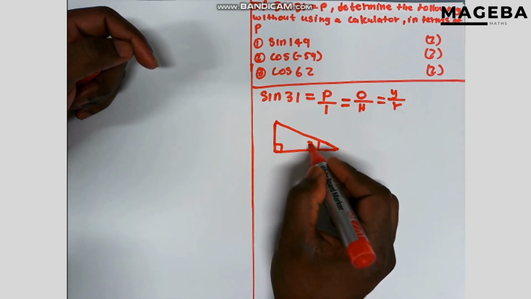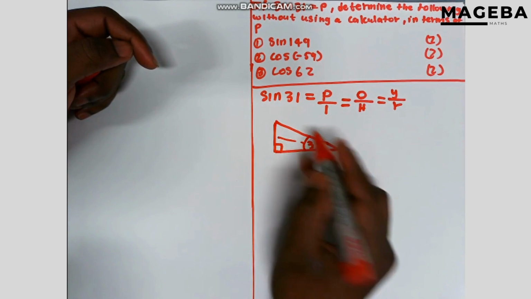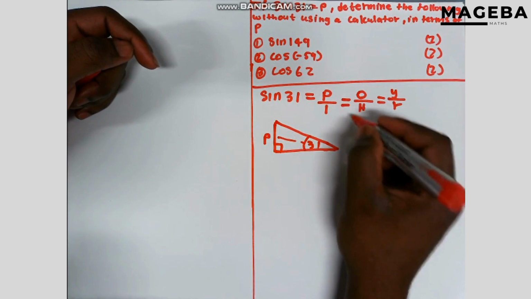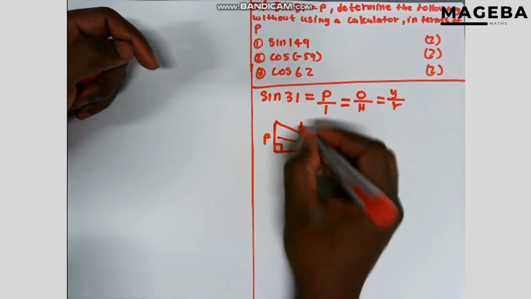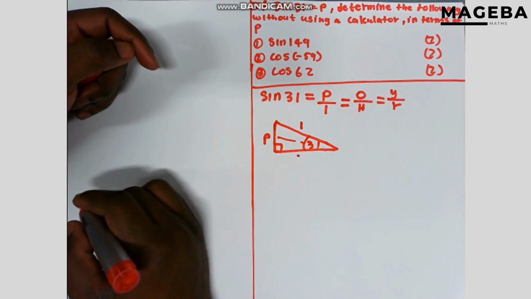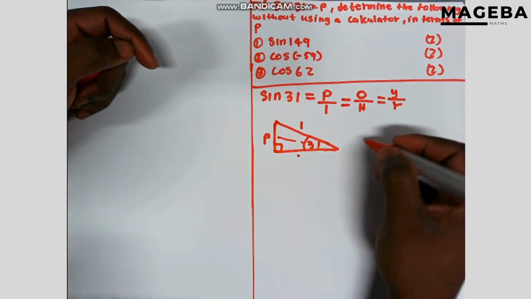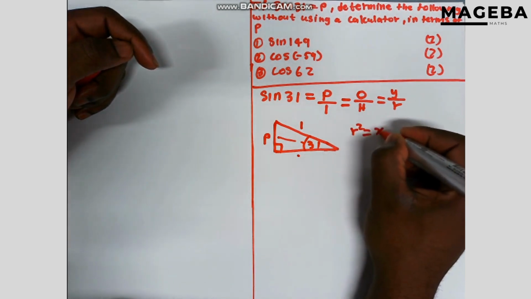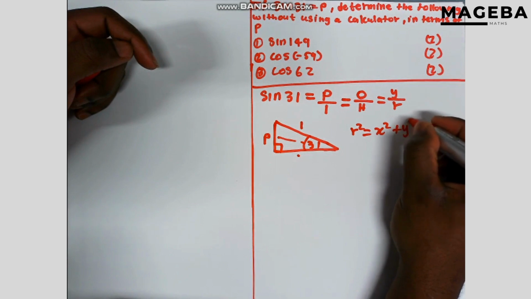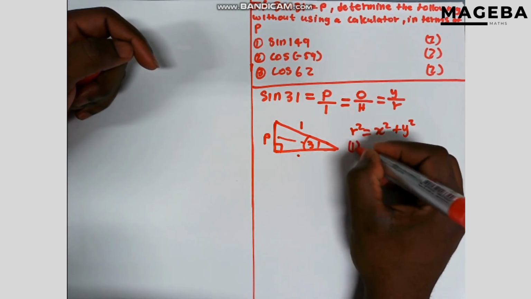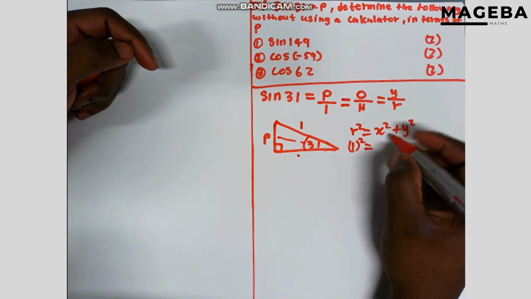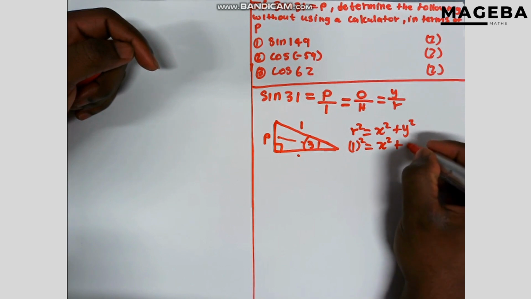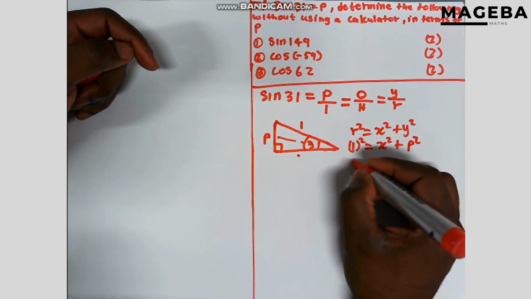Then from here, opposite over hypotenuse. This is our angle here, and this angle is opposite to this side. So opposite is p. Hypotenuse, which is the longest side of this triangle, is going to be 1. So we're only left with this side, so we're going to use the Pythagoras theorem. What is the Pythagoras theorem saying? It's saying r squared is equal to x squared plus y squared. We know r is 1, so it's 1 all squared. Then x, we're looking for x, and then y squared, it's p, so it's going to be p squared. 1 squared is 1, so it's going to be 1.